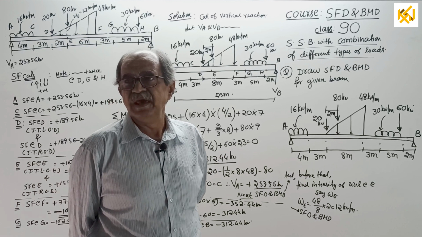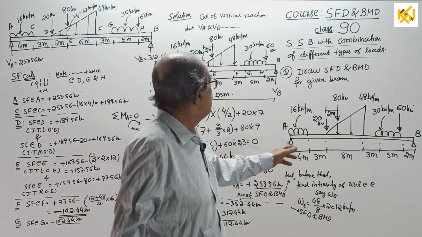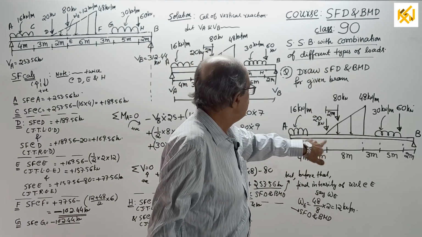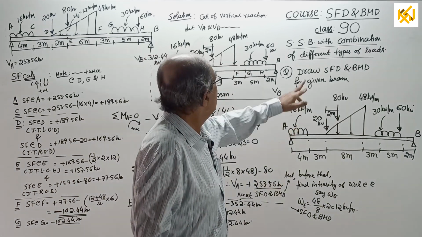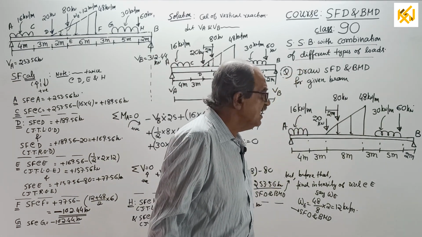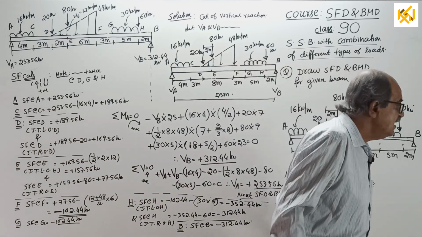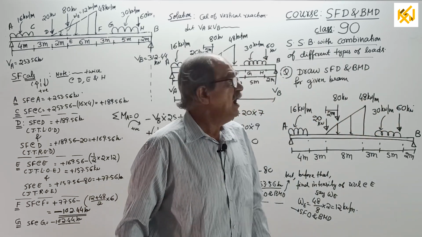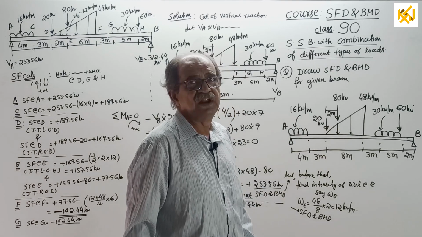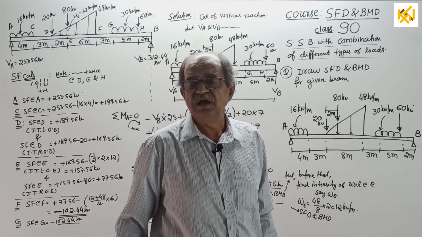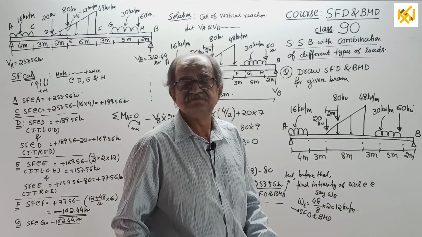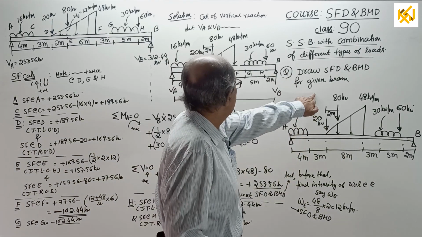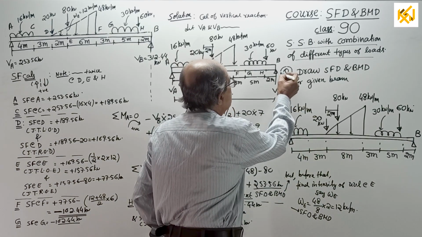We are nearing the end of the combination of different types of loads for simply supported beams. Earlier, in class number 86, I solved an identical question with fewer loads. I will tell you later the difference between that question and this one. Now the question is: draw SFD and BMD for this beam.